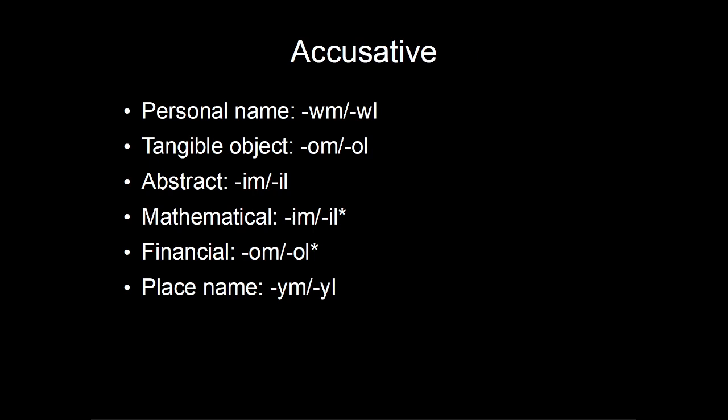Next, we move on to the accusative case. This is the direct object of the sentence, like the sandwich ate me, for example. So the vowels are pronounced exactly the same ways, but the consonants are m and l. For instance, a name would be om or ol, depending on whether it's singular or plural.